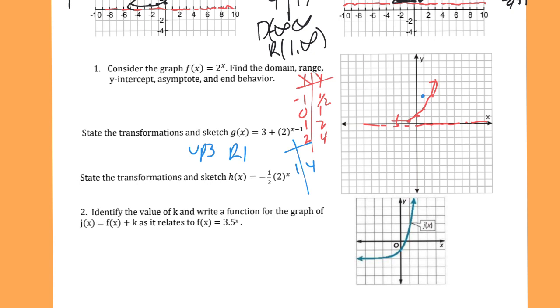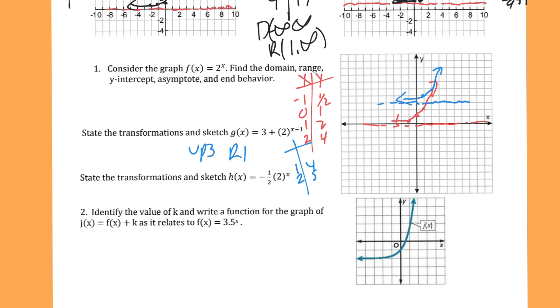And so it's up 3. So the asymptote will be up 1, 2, 3. So there's going to be an asymptote here at up 3. And it's going to be right 1 and up 3. Okay, and so you can kind of see if you plug in, say, 2, 2 to the first is 2, plus 3, that's 5. So 2 is 5. So yeah, it's going to look like this. Basically just up 3 and right 1.